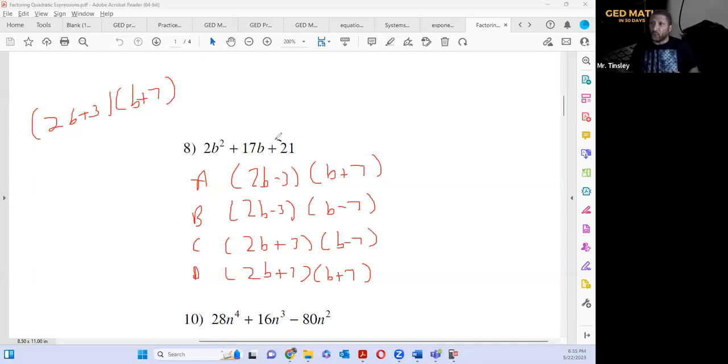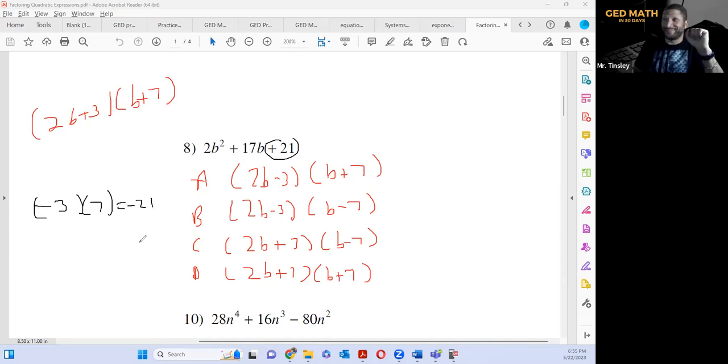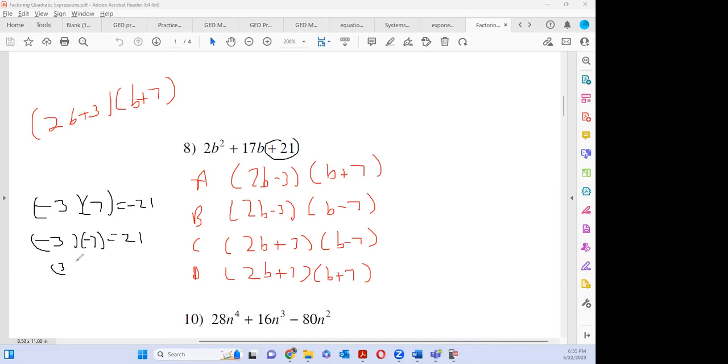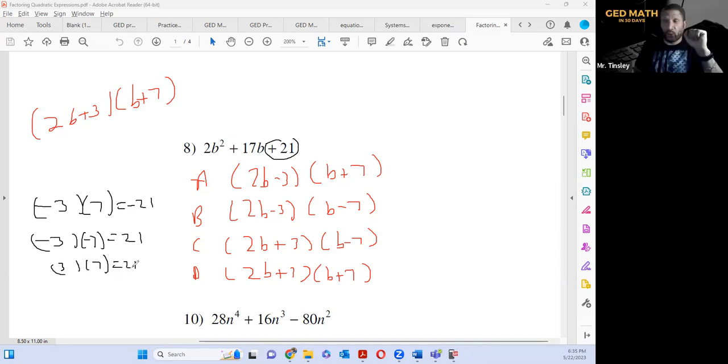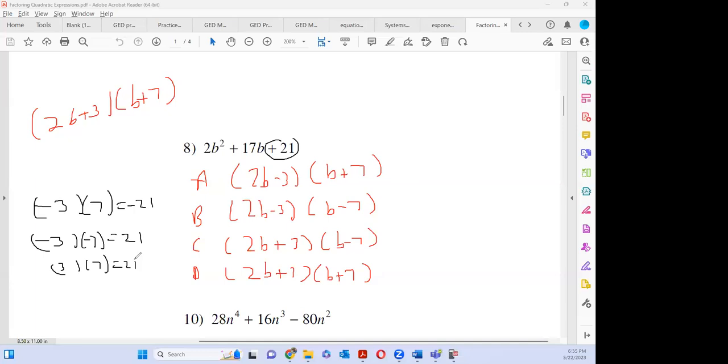So the first thing you're going to look at, plus 21. That means your last 2 terms must either both be negative or both be positive. Does everybody understand that? Yes. Why? Because minus 3 times 7 is minus 21. Minus 3 times minus 7 is a positive 21. 3 times 7 is 21. So what I'm showing you now is a process of elimination. You're looking at this problem and you see the last term is a plus 21.